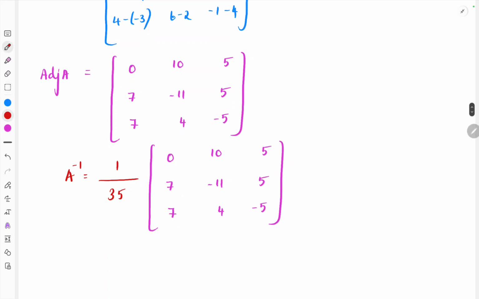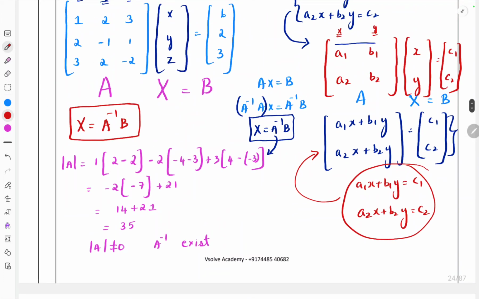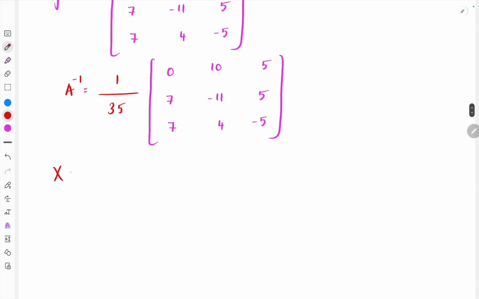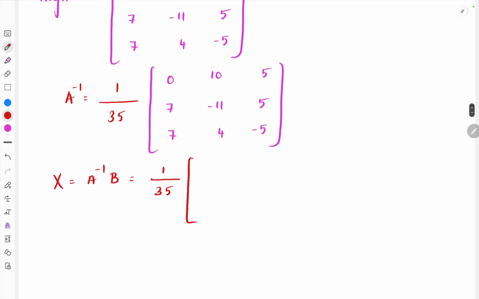Now the final answer is my X. The X matrix only we have to find. Matrix X is nothing but A inverse into matrix B. So A inverse, we can keep the constant out itself: 1 by 35 into again this matrix.